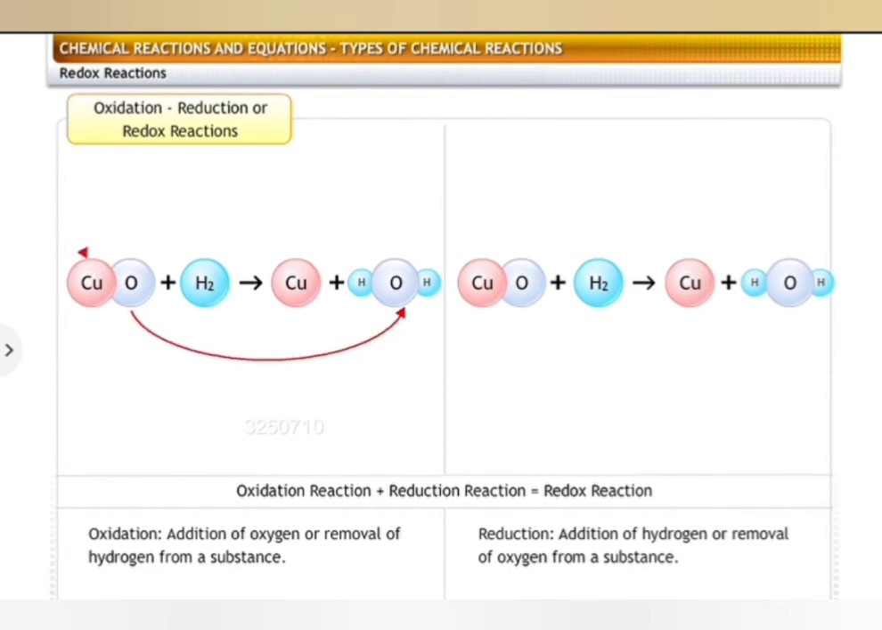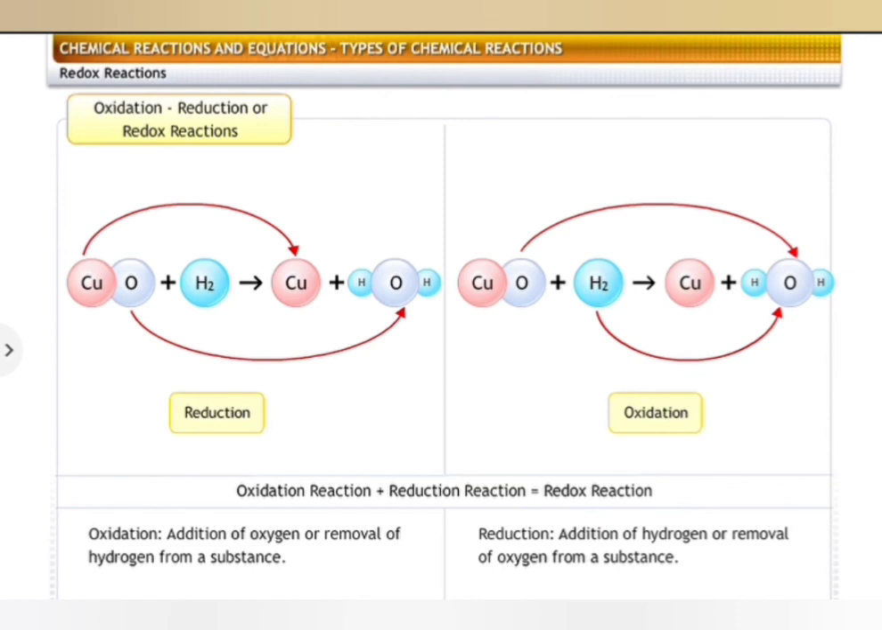Here, copper oxide is reduced to copper. On the other hand, hydrogen is changed into water. That is, oxygen is added to hydrogen. So hydrogen is oxidized to water. Thus, we find that in this reaction, oxidation and reduction occur together. Therefore, it is a redox reaction.